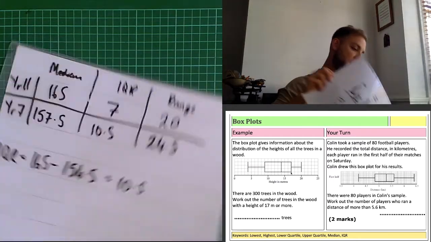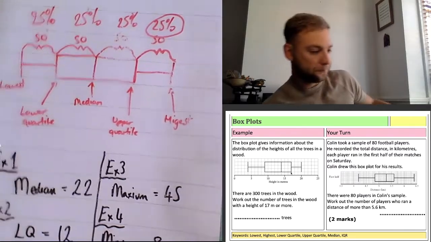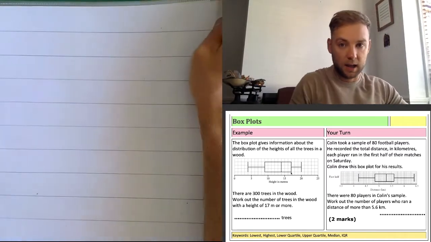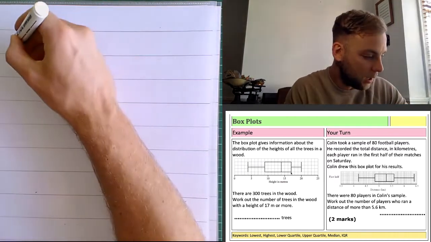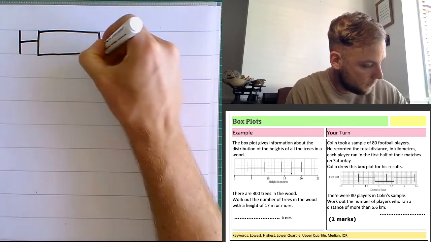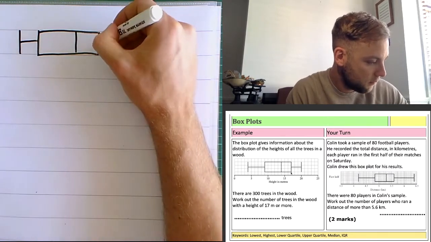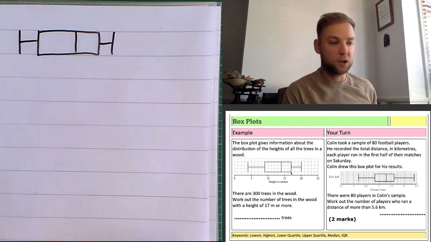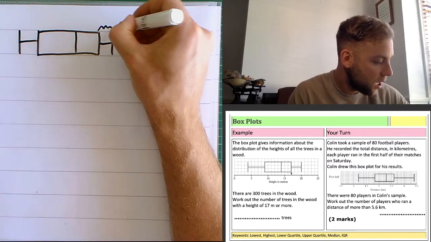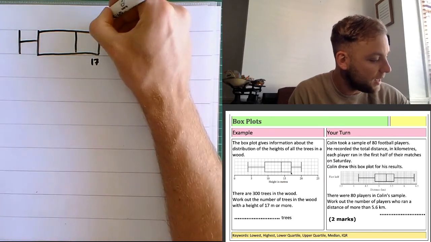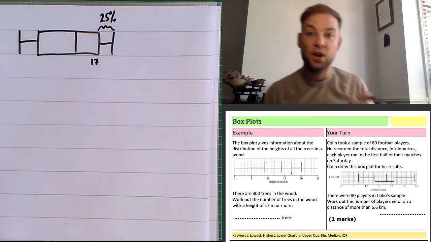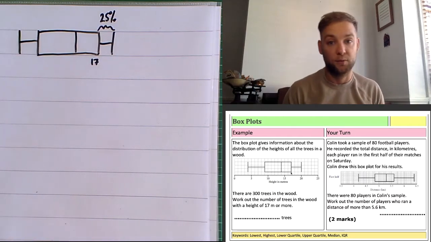So let's just make that really clear. Let's get a new sheet. So we've got here our box plot. Okay, there's our box plot. We've got here this part. And we know that this is 17, and we know that this represents 25%. So if we want the amount of people which is more than this, we've got to find 25% of 300.